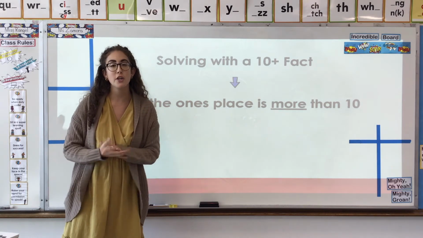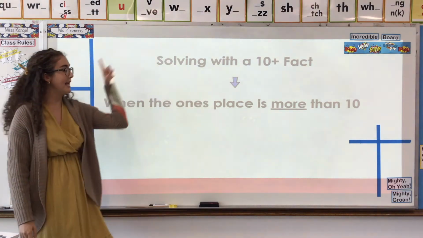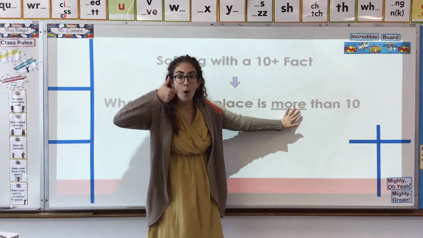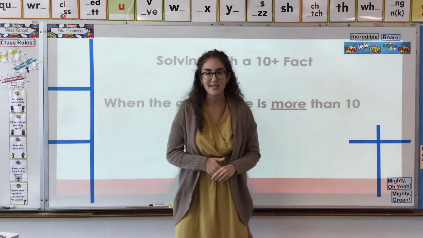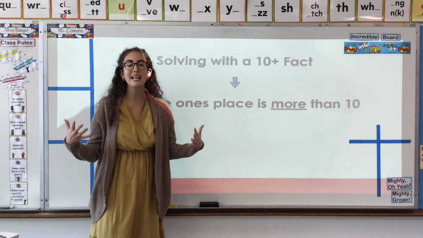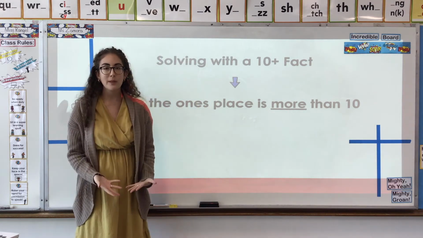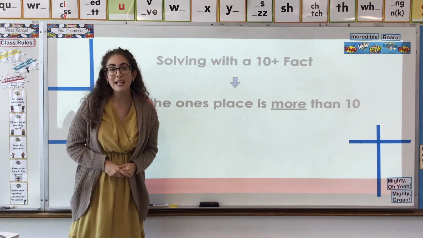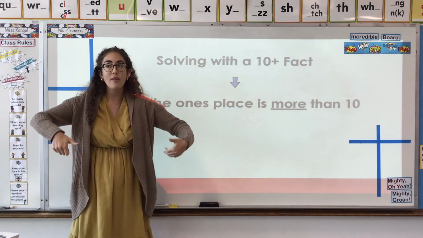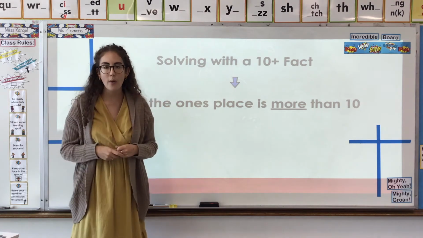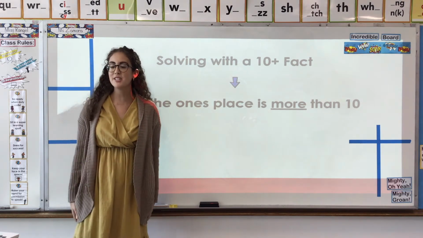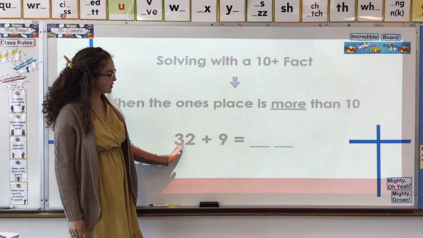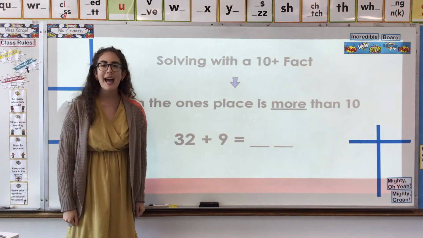Our clue for using a 10 plus fact is when the ones place is more than 10. So it's the complete opposite. With place value, it's going to be less than 10, but we can use a 10 plus fact when the ones place will be more than 10. Let's take a look. So we still have 32, but now we're going to add 9.